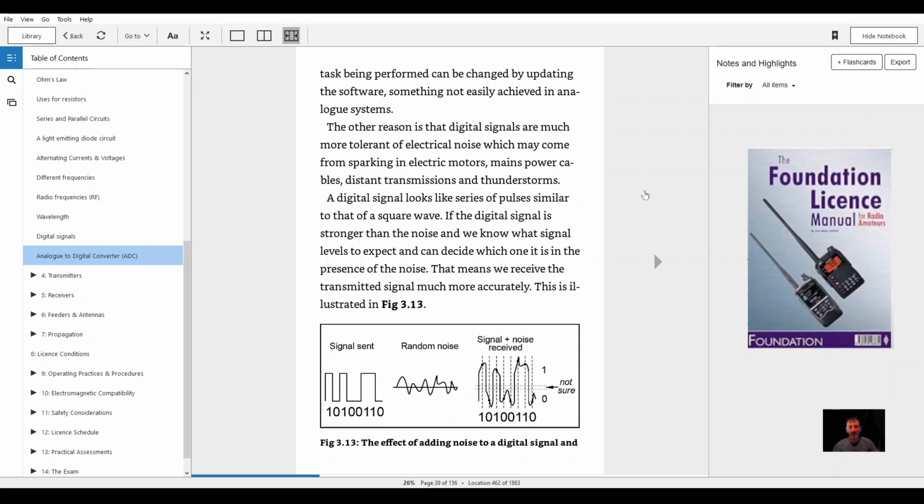The other reason is that digital signals are much more tolerant of electrical noise, which may come from sparking in electric motors, mains power cables, distant transmissions, and thunderstorms. A digital signal looks like a series of pulses similar to that of a square wave. If the digital signal is stronger than the noise and we know what signal levels to expect and can decide which one it is in the presence of the noise, that means we receive the transmitted signal much more accurately. This is illustrated in figure 13.